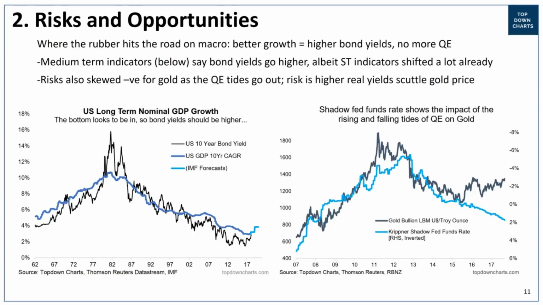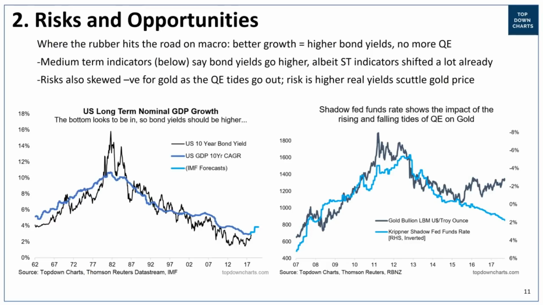So you can see there the blue line is the shadow Fed funds rate. It's the same one that we were talking about before, and that's shown inverted, and that's basically showing not just the impact of traditional policy, but also of quantitative easing. So the tides are going out there. And if you think that quantitative easing was a benefit for gold in the early part of that, then it's logical that it would be going against it at this point.